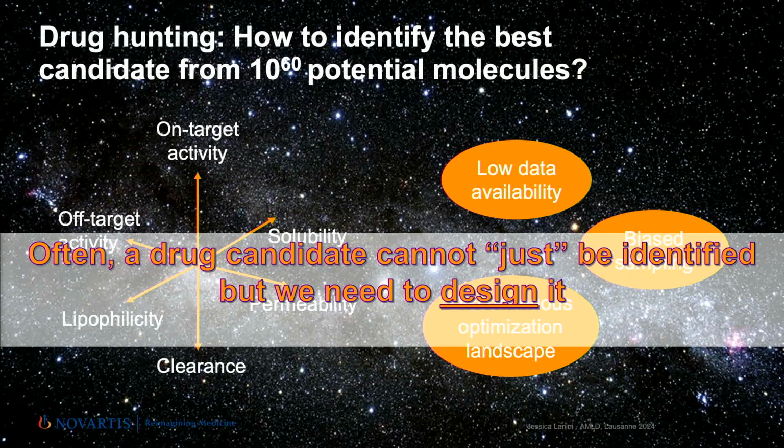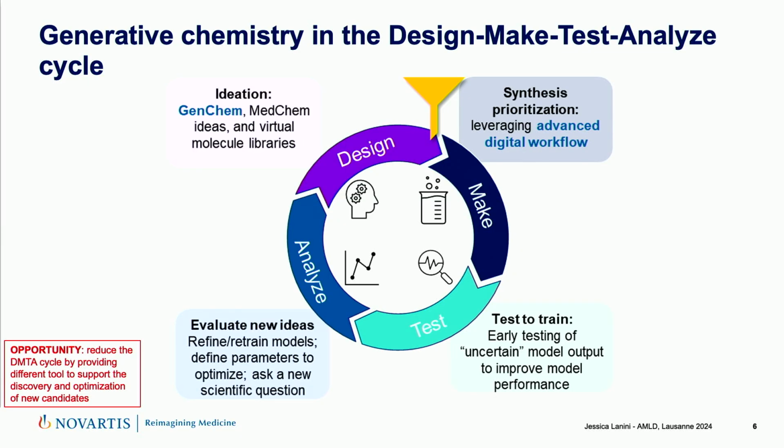So in general, I would say that a drug candidate cannot just be identified, but needs to be designed. And the design is really the first part of what we call the DMTA cycle. This is the classical process that you can find in each medchem project. We start with the design, where basically medicinal chemists come up with some ideas, but these ideas can also come from virtual libraries.